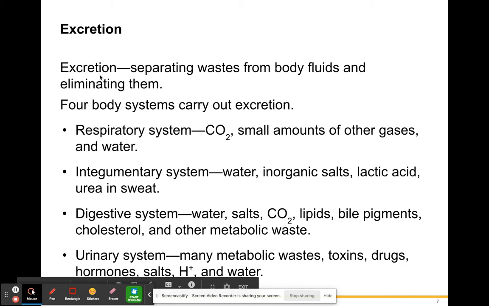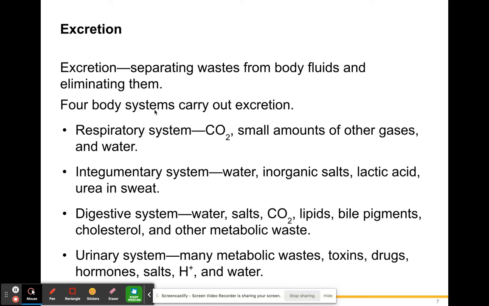Okay, the term excretion refers to separating waste from the body fluids and eliminating them. So when we excrete something, we want to take away the wastes from the fluids that we need. We need certain fluids, and we want to filter those fluids so that the wastes inside those fluids are not being kept in our body, so that they can hurt us. We don't want those there.